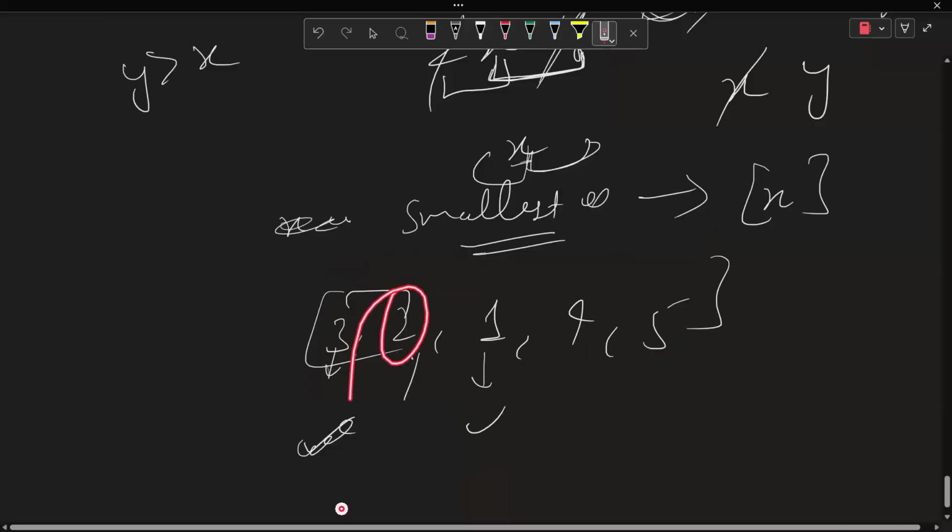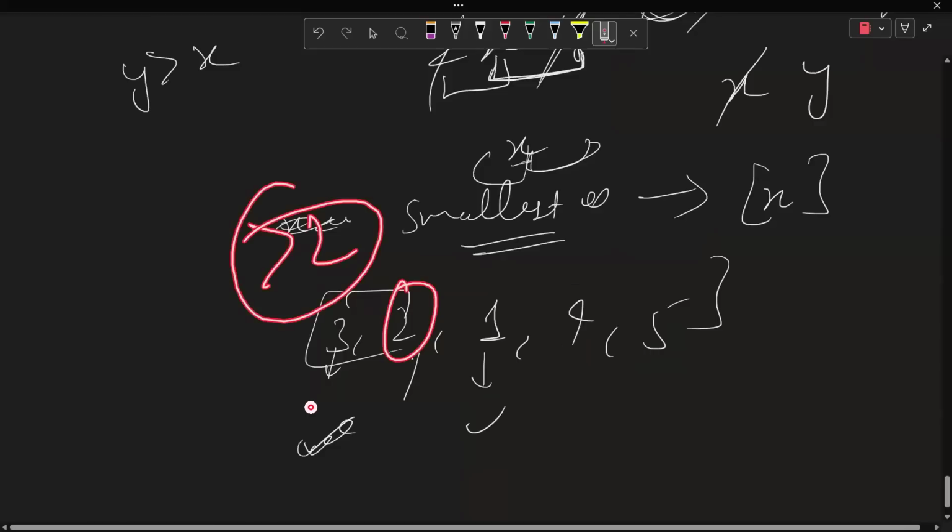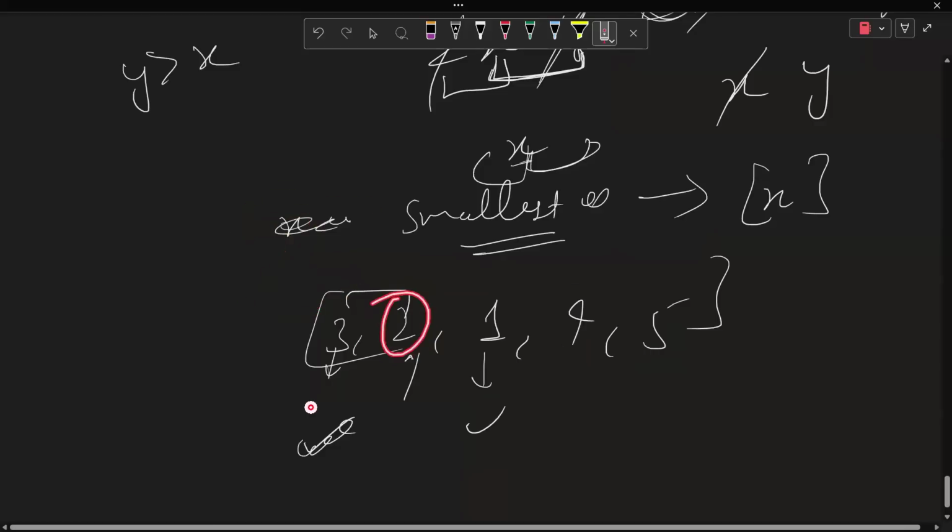Let's see for the second smallest. 2 was the second smallest. Now the only problem is whatever values are greater than 2, if they are adjacent to 2, you can just remove them. This 3 was greater and adjacent to 2, so you remove it. But once you remove this 3, you got stuck here. Adjacent to 2 was 1. But if you apply an operation on this, the 2 would get removed.